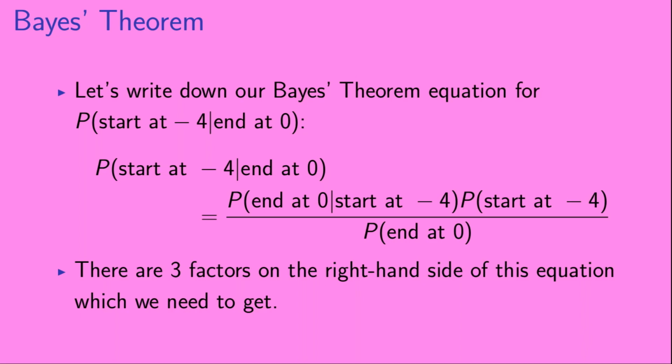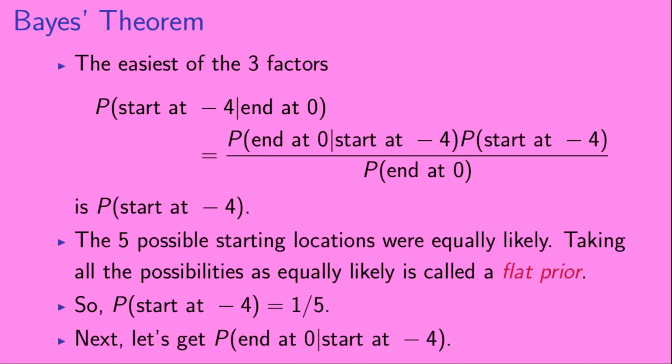There are 3 factors on the right-hand side of this equation which we need to get. The easiest of the 3 factors on the right-hand side of this equation is the probability that the object will start at -4. The 5 possible starting locations were equally likely. Taking all the possibilities as equally likely is called using a flat prior. So, the probability that the object will start at -4 is equal to 1/5.